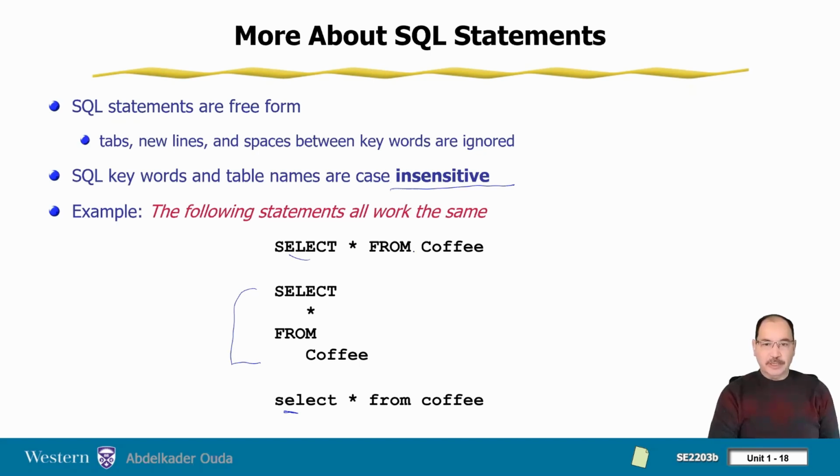But keep in mind, look at this: table coffee starts with a capital C. This is the name of the table and should be written the same way. The name of the table is case sensitive. So if I named it starting with a capital C in the first place, I have to write it here with a capital C. This is not a keyword; this is the name of the table. Same thing, the names of the columns should be in the same format we defined the table with in the first place.